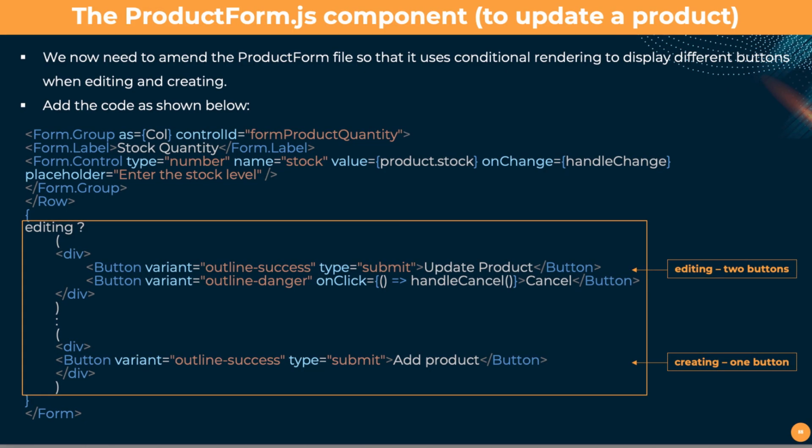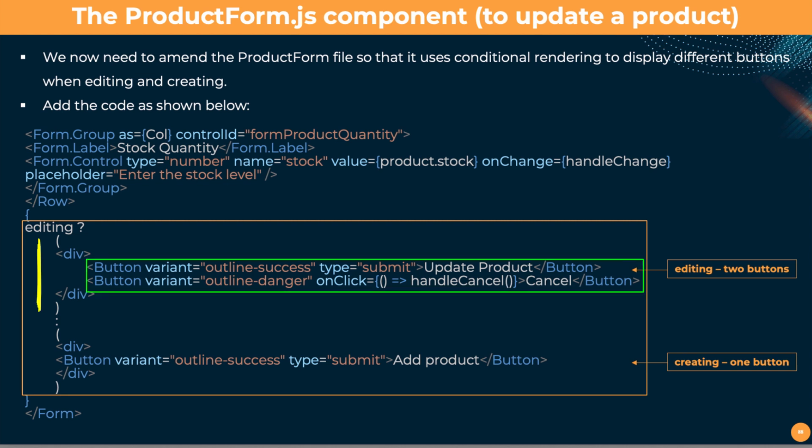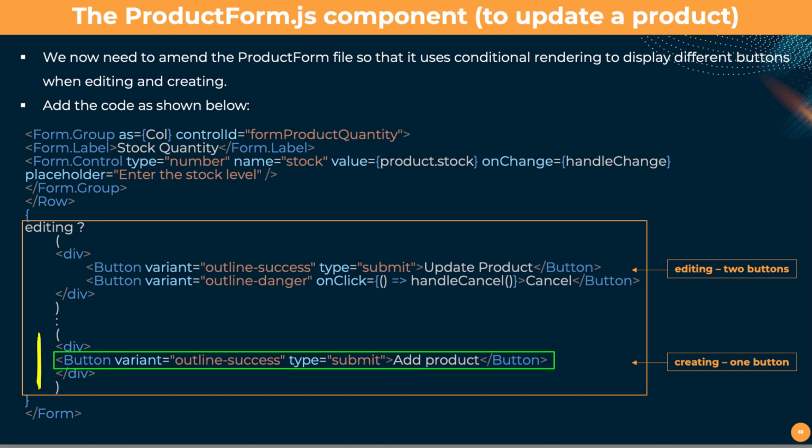We now need to amend the product form so that it uses conditional rendering to display different buttons. Whether we're editing, we'll get one set. When we're creating, we'll get a different set. So if we look at the code, we will again use this idea of conditional rendering with the ternary. If we're editing, we want an update product button, and we want a cancel button. That's why we created the cancel function. And if we're not editing, we simply want a button which is to add a product.